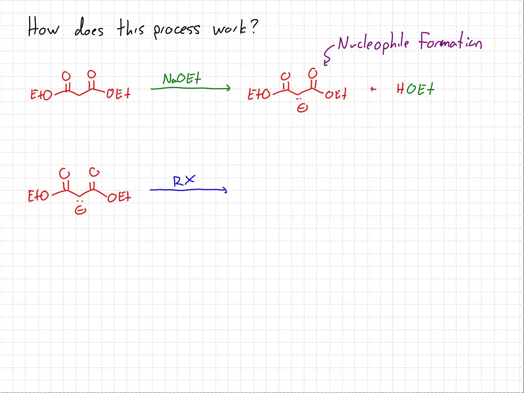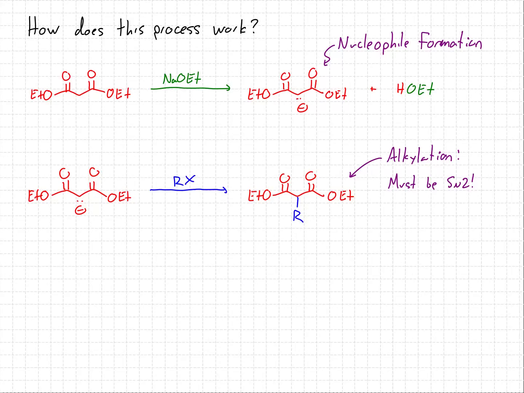Here I've shown an alkyl halide, but there are many, many other possibilities to give this substituted compound as the product. Note that this alkylation reaction here proceeds through an SN2 mechanism, so our alkyl halide must be appropriate for this. It should be primary and unhindered, or it should be methyl. Other electrophiles are possible, many of which we'll see some examples of as we continue.